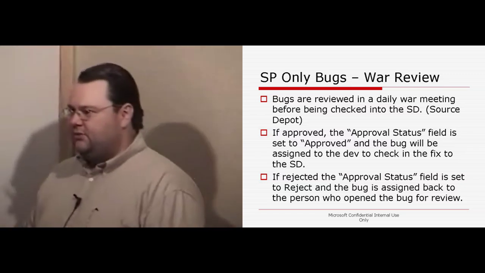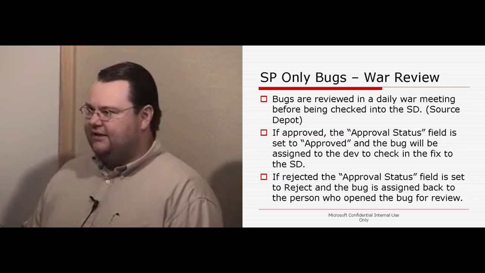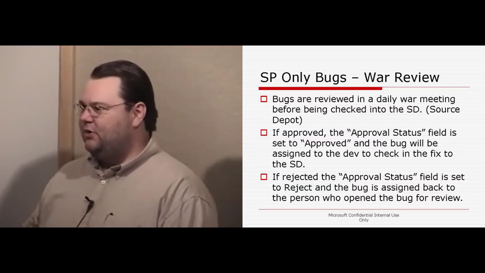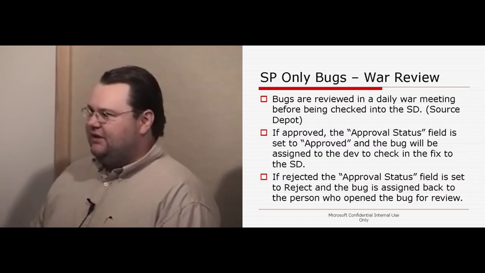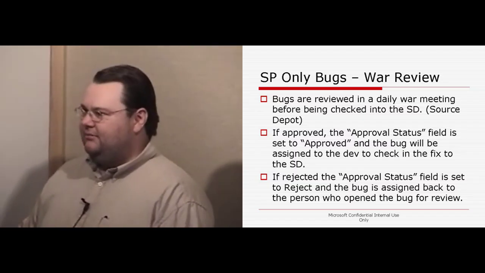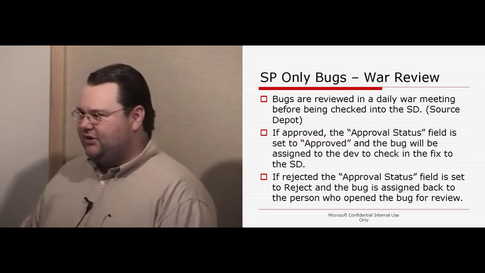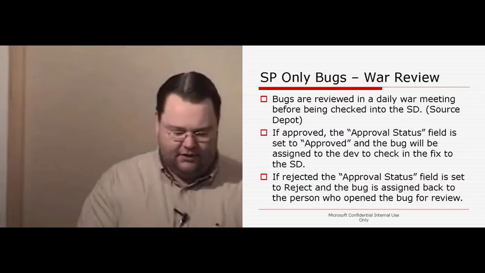Approved is when the WAR team looks at it and they decide that it should be built. They'll set it to approved, and then the build team can actually build it. Rejected means that the build team rejected it. You need to look at why they rejected it. They'll put some information down here in the description field.